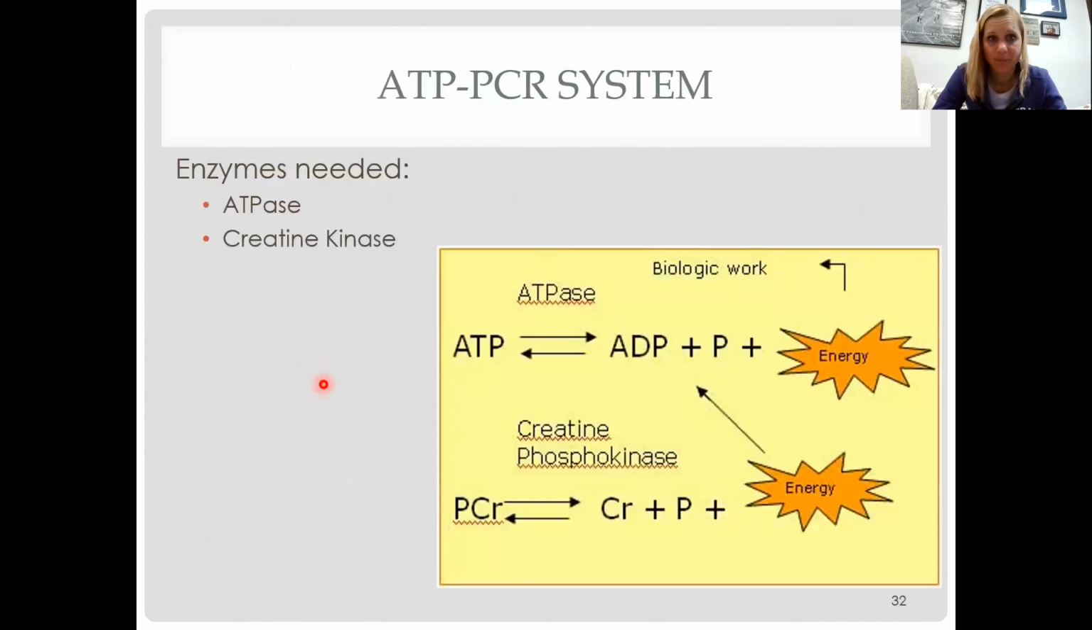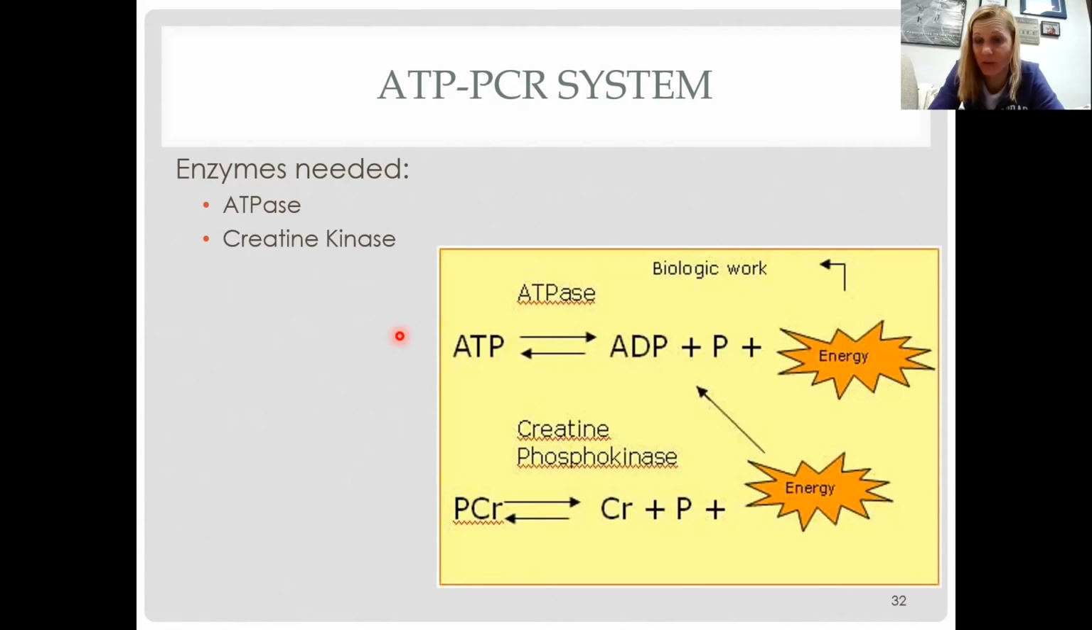Okay, so let's start with the first energy system, which is known as the ATP-PCR system, or the ATP phosphocreatine system. So the P stands for phospho, and then CR is the creatine portion. This system is important for us. It's the fastest of our energy systems, so it can give us energy that'll last anywhere from 10 to 12 seconds in duration.